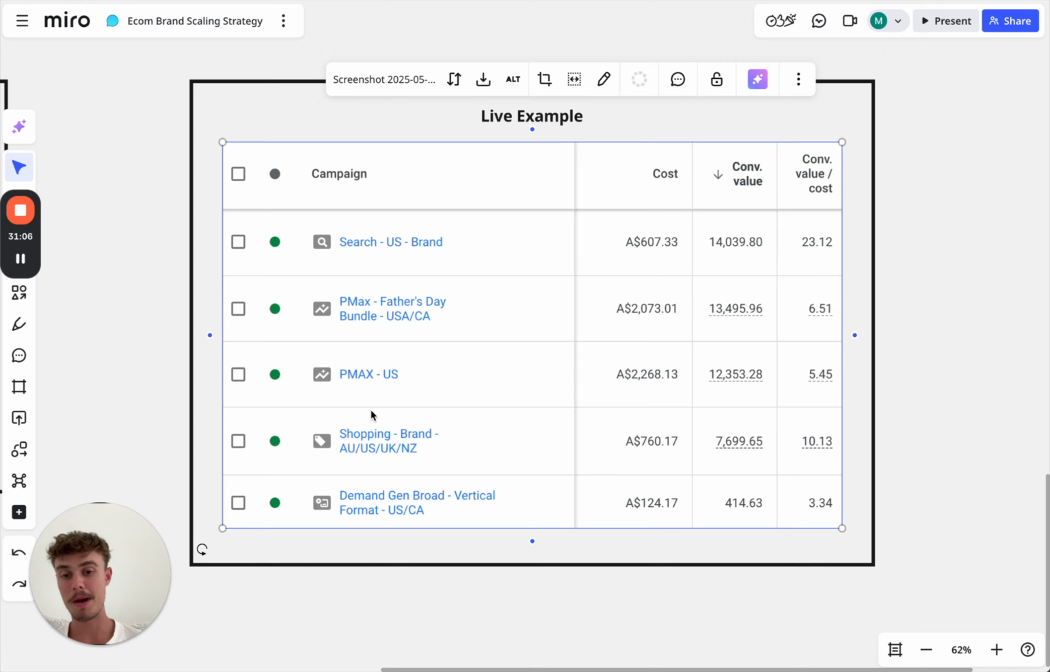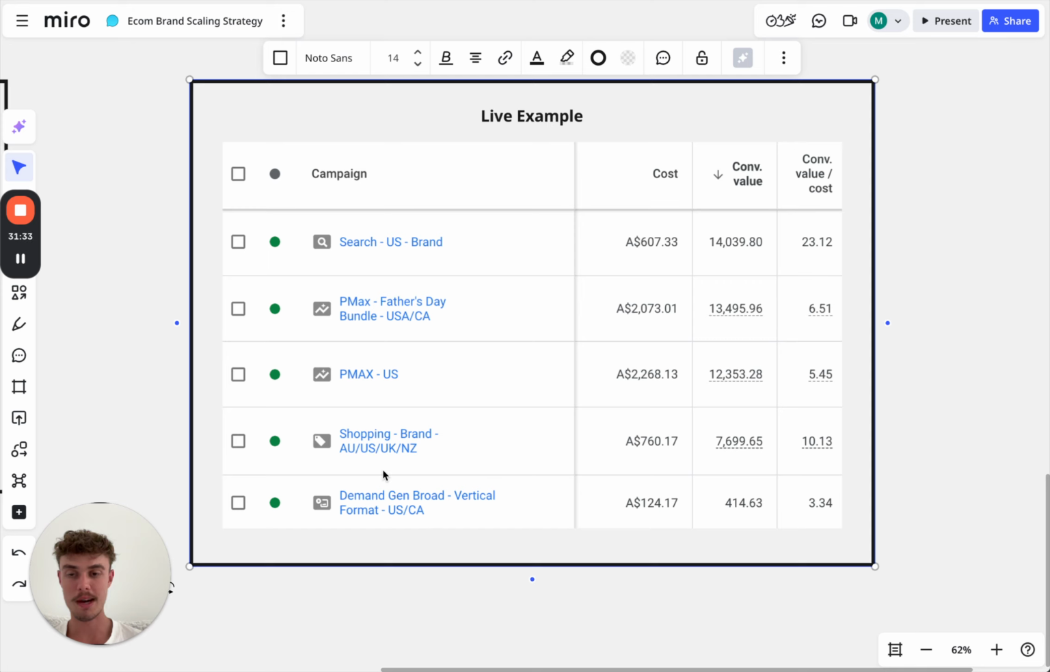Then we have our US PMax campaign, which is just running cold to the US without this Father's Day bundle. It's just the standard products. Then we have our shopping branded campaign, like I mentioned before, which is just taking in all the shopping branded traffic from these regions. And then we have a demand gen, and demand gen is doing pretty well right now. It's at a 3.3 ROAS. However, it's still very early days with the spend. This is a new campaign, but it's looking pretty good. Demand gen vertical format in the US and Canada.